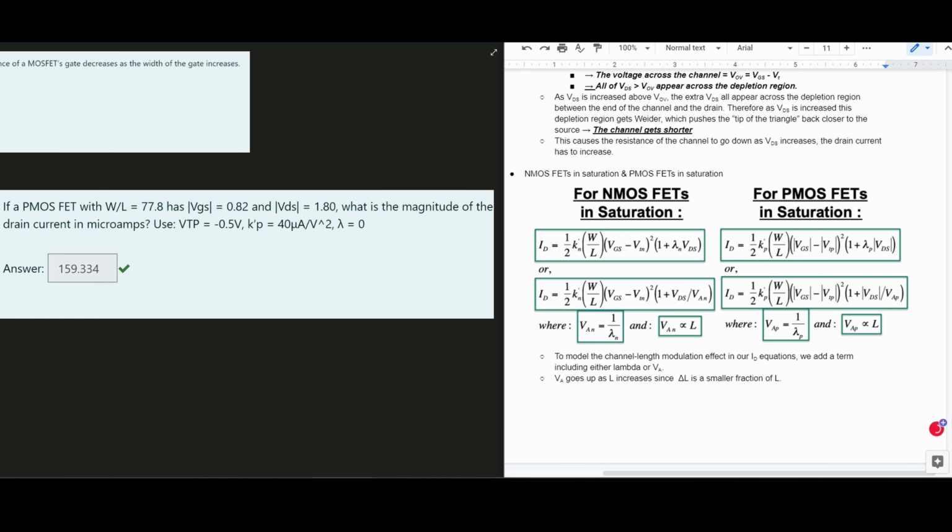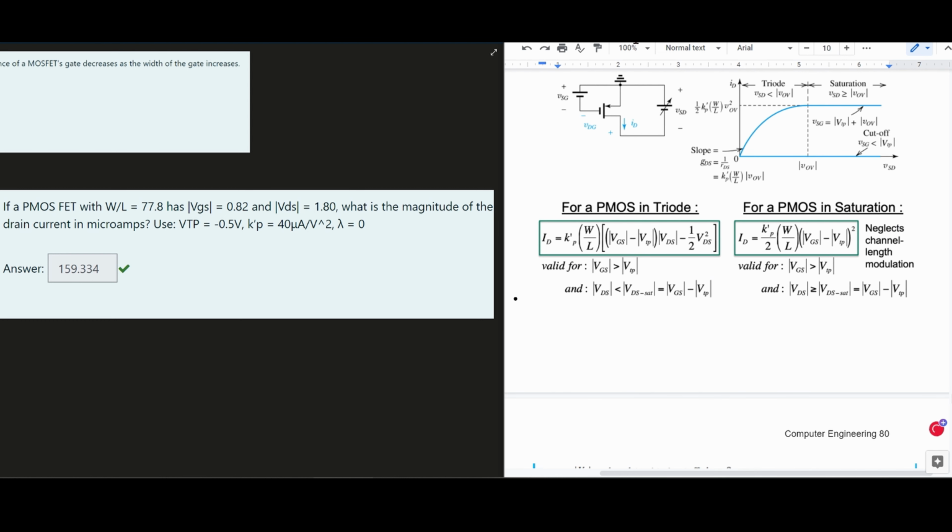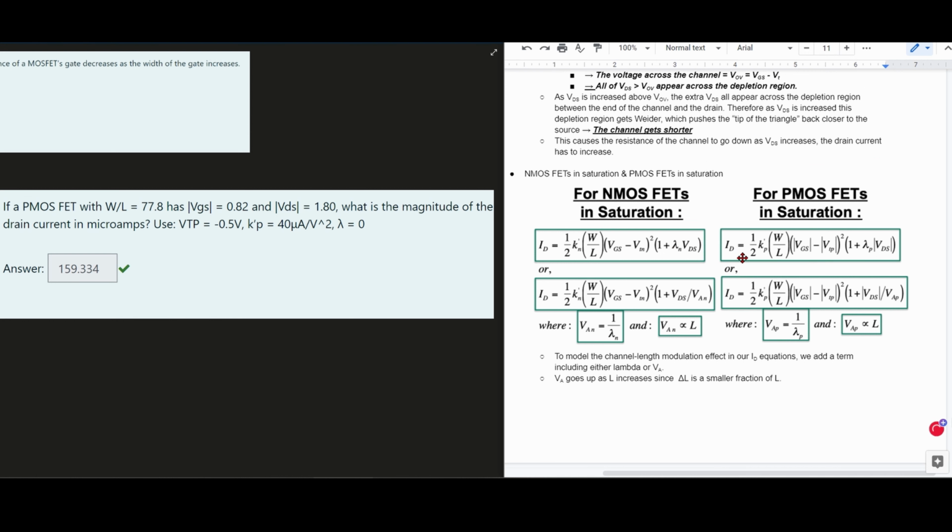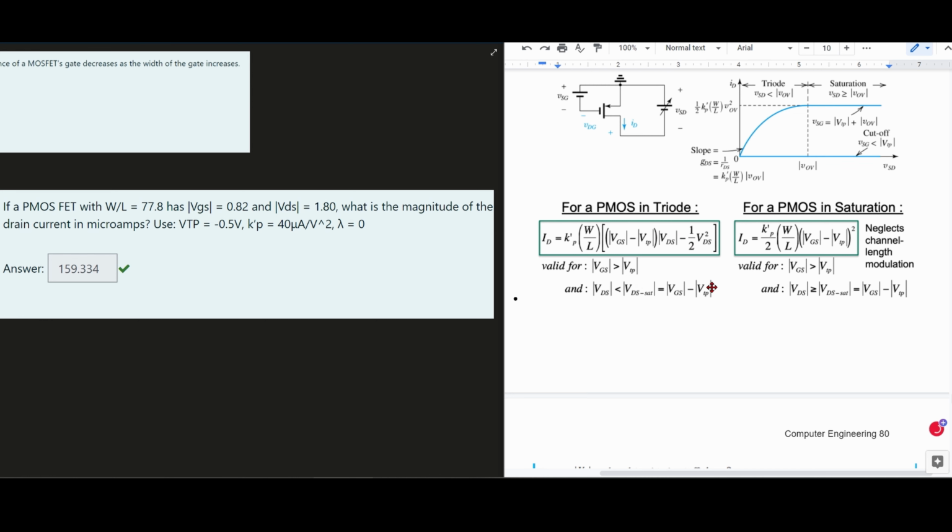You'll find that if we use this equation, we can always use it. If our lambda is 0, we're just going to get to this equation. But again, if we have some lambda value, we're going to use this. Since we don't, just going to make it a little bit easier on ourselves, and we're going to use this.